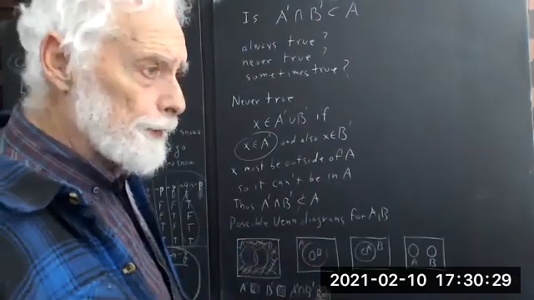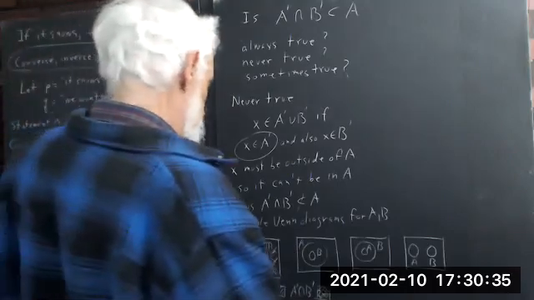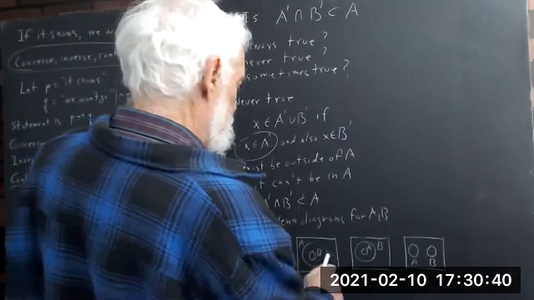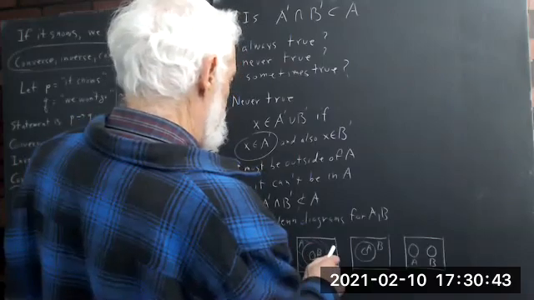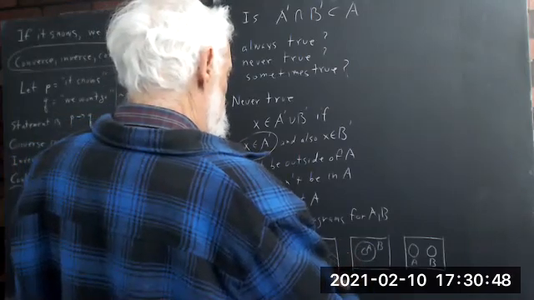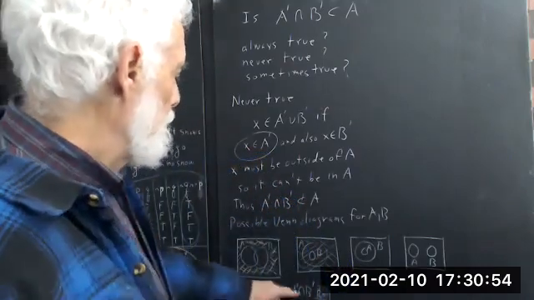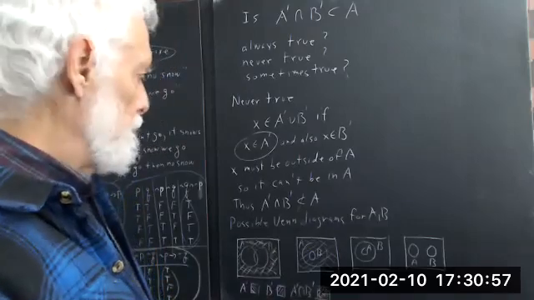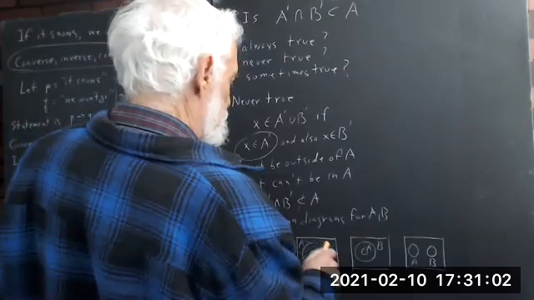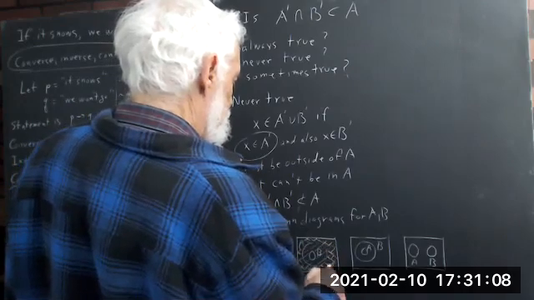Now, if the sets are like this, then A prime, and I'll use the same kind of shading I did before, A prime is everything outside of A. B prime is everything outside of B. And A prime intersection B prime is again where these intersect, but that's just everything outside of A. And it's clearly not a part of A.